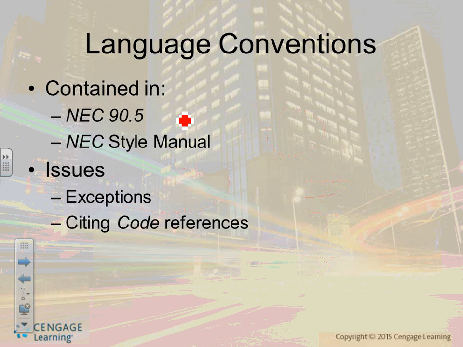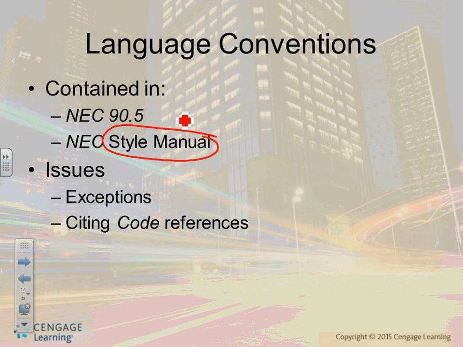So, languages and conventions. Guys, they have a whole book about how to write any code book, how it's written. In terms of that, we talked about articles and sections and paragraphs and exceptions and what not. So it has to be written in a certain way. And there's language that contains shall, for example, you have to do it. Shall not, you can't do it. Shall be permitted, it's up to you.